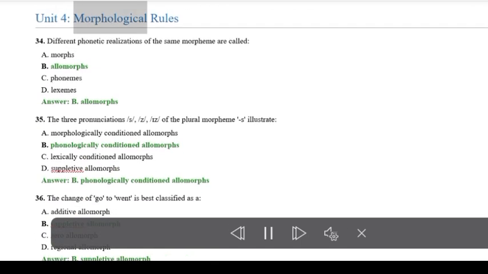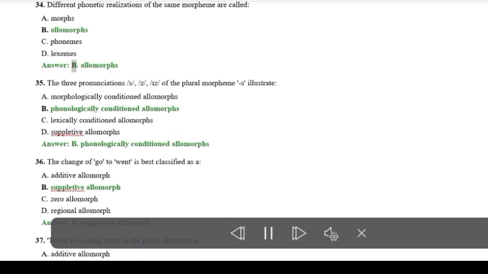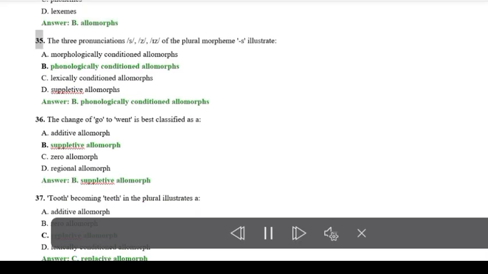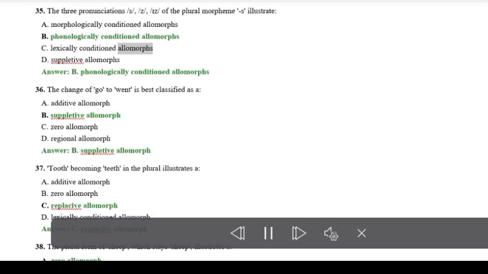Unit 4, Morphological Rules. 34. Different phonetic realizations of the same morpheme are called A. Morphs. B. Allomorphs. C. Phonemes. D. Lexemes. Answer: B. Allomorphs. 35. The three pronunciations of the plural morpheme -s illustrate A. Morphologically conditioned allomorphs. B. Phonologically conditioned allomorphs. C. Lexically conditioned allomorphs. D. Suppletive allomorphs. Answer: B. Phonologically conditioned allomorphs.